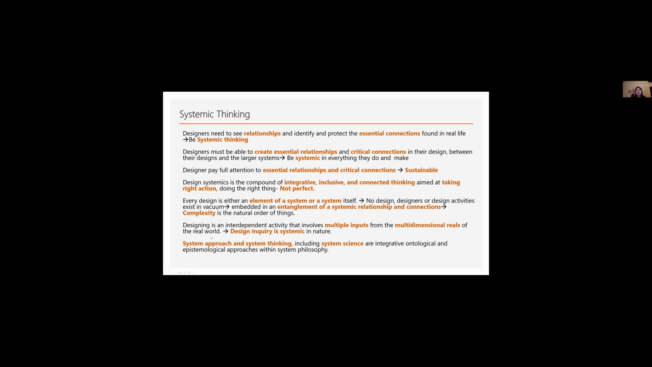Then they talk about designing as an interdependent activity involving multiple inputs from multiple dimensions and realms of the real world. Design inquiry is systematic in nature. And then they mentioned the reason is that nature is so complex. To understand it, we have to create this system-like structure, so we make sense of all the parts and how they relate to each other. I think that's very critical. That's the reason we need a system, because it's so complicated.